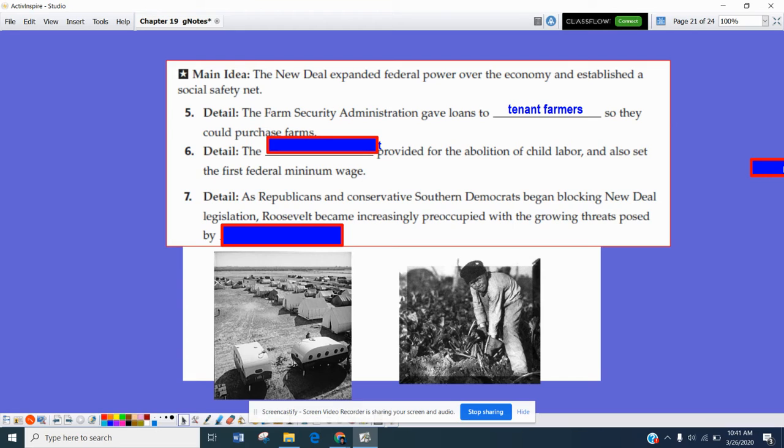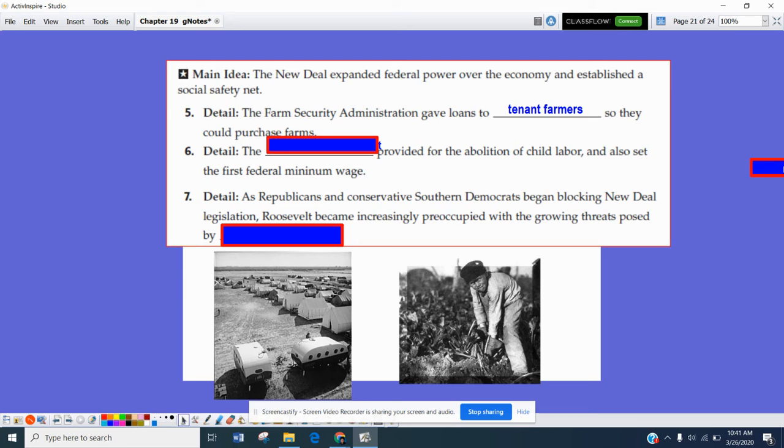Some of the farms that were made available were not necessarily the most productive lands. I know firsthand that I have relatives in Iowa who ended up receiving some land under the Farm Security Administration because they were tenant farmers up to that point.